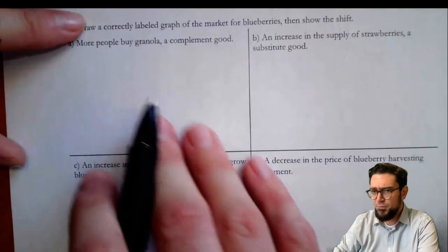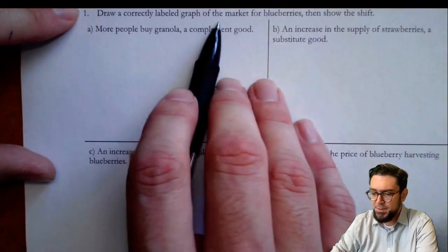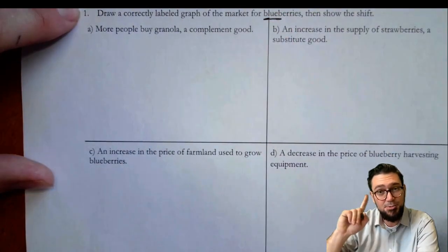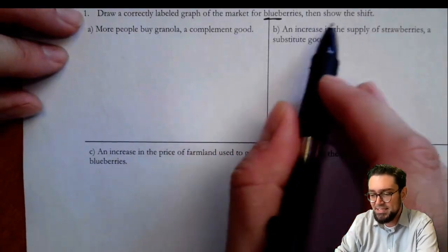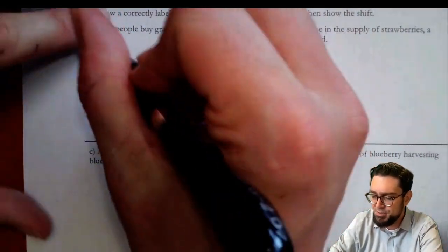So for all of these four graphs that are at the top, it says draw a correctly labeled graph of the market for blueberries. And that's going to be important because some of these aren't going to necessarily be blueberry, granola, or things like that. So we remember it's blueberries that we're actually marketing.